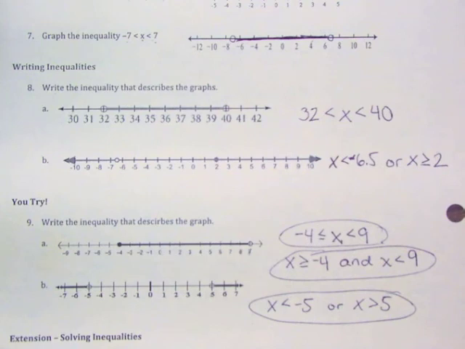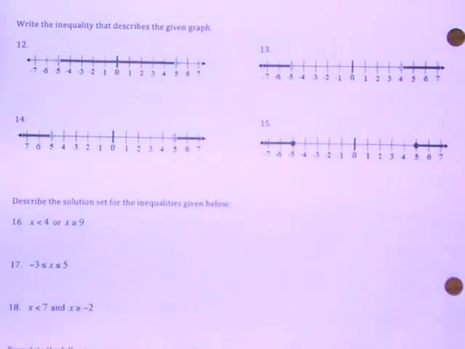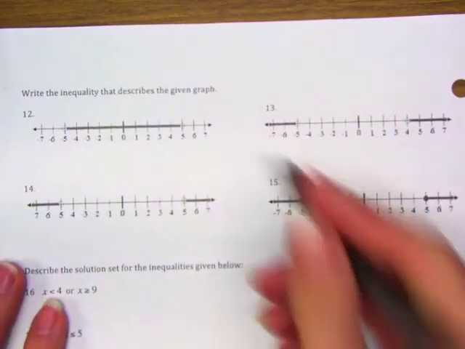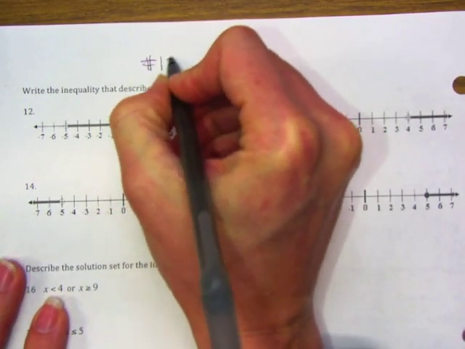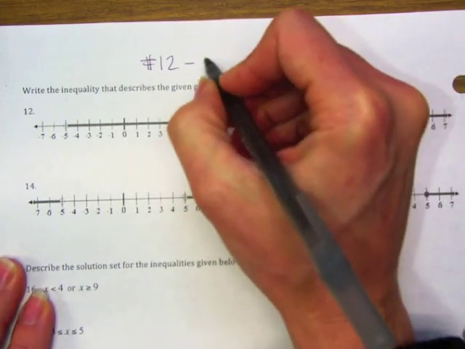Okay, I'm going to have you pause right now, and I want you to work on your practice 2. I want you to complete numbers 12 through 21. So our practice 2, you're going to work on number 12 through 21.